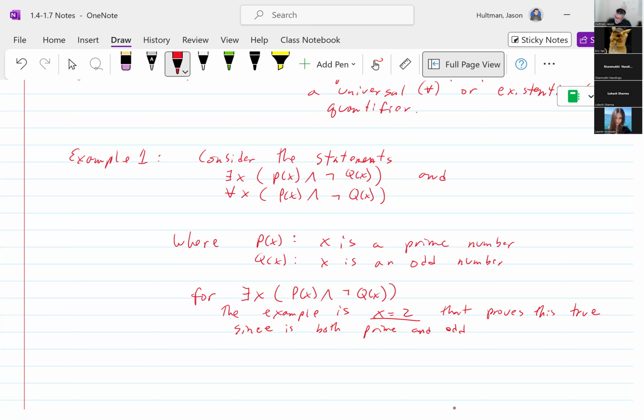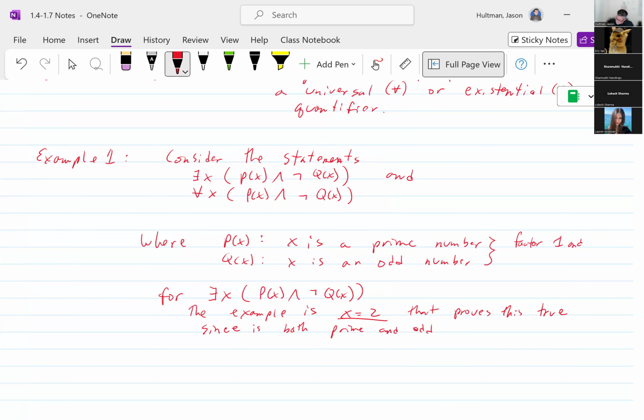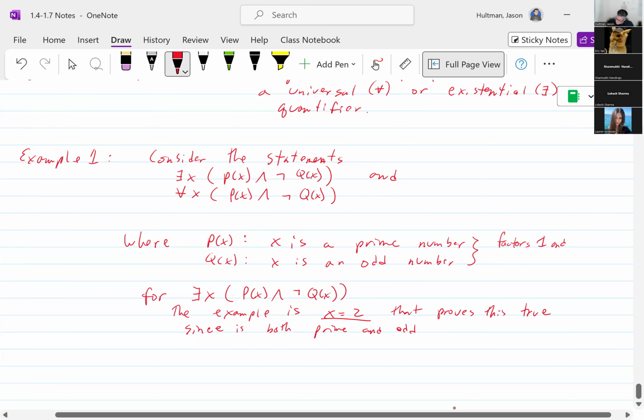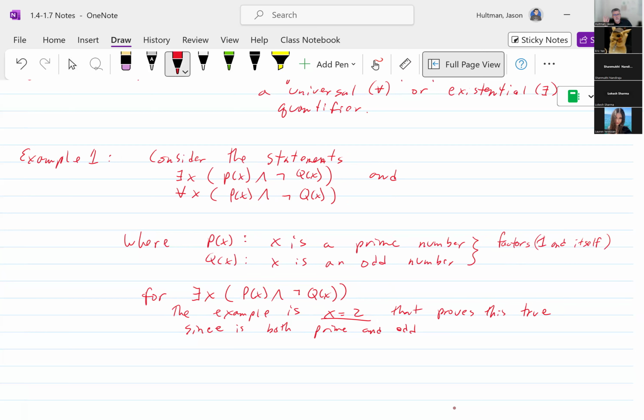Okay, I should probably formally define what prime and odd are, if you don't know what they are. A prime number has only factors of 1 and itself. Okay, it's only divisible by 1 and itself. Does that make sense? Its only factors are one and itself. That's a prime number.